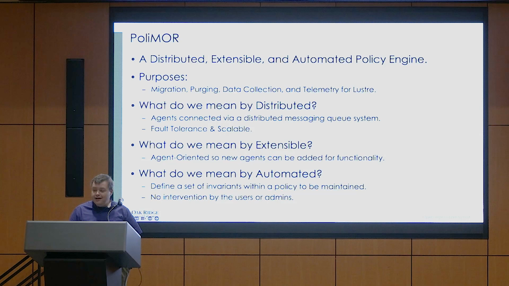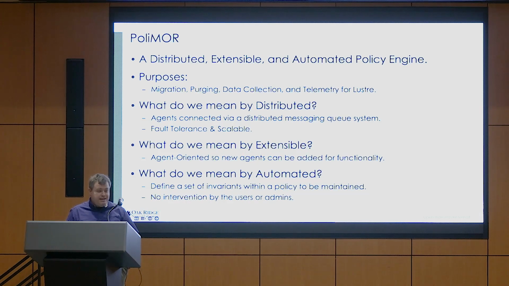As a refresher from the previous LUG talks, PoliMOR is a distributed, extensible, and automated policy engine. It's designed to allow for tasks on Lustre like migration between tiers, purging, telemetry, and data collection. By distributed, we mean that it is a bunch of agents connected via a distributed messaging queue system, in our case NATS, and that it is both fault tolerant and scalable.